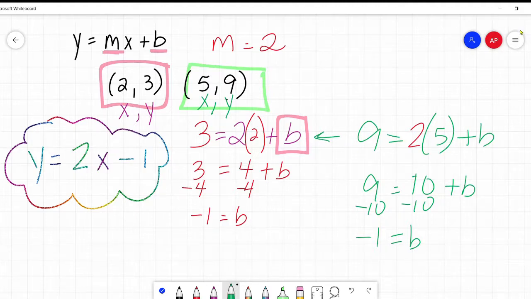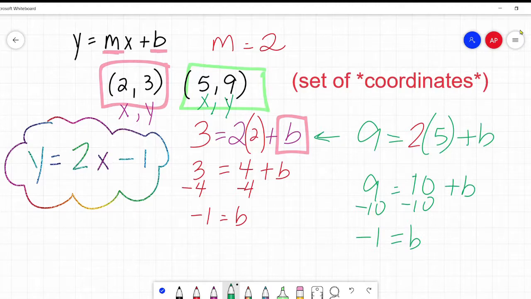So that is our process. We need to find the slope, and then we're going to plug that slope into y equals mx plus b along with either set of points that we were given. Pick one. Don't pick an x from one and a y from another. Pick either the first set of points or the second set of points.